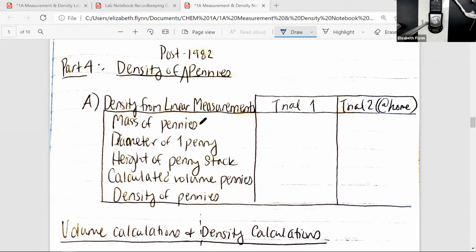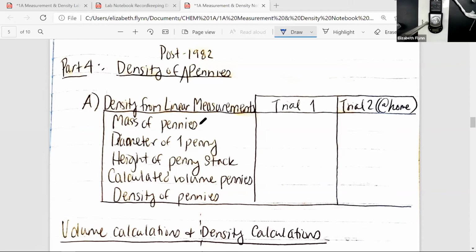Because again, we're determining the density of the pennies. And so we'll need the mass and the volume. In part A, we get the volume by linear measurements and calculating the volume of a sphere. And in part B, we get the volume from water displacement and just subtract the difference in volume once we add the pennies to a certain volume of water.